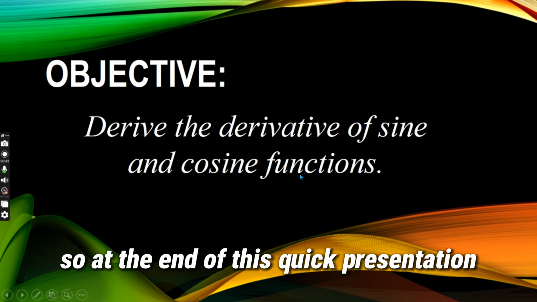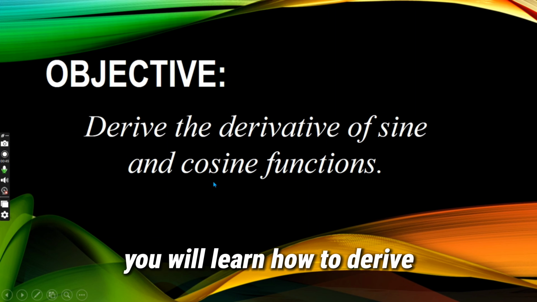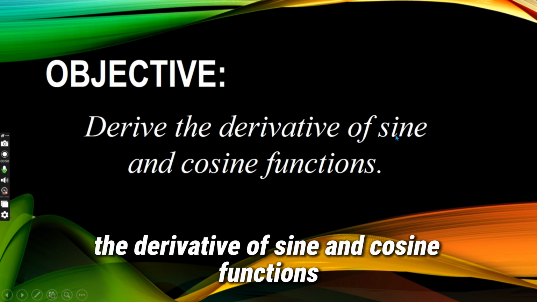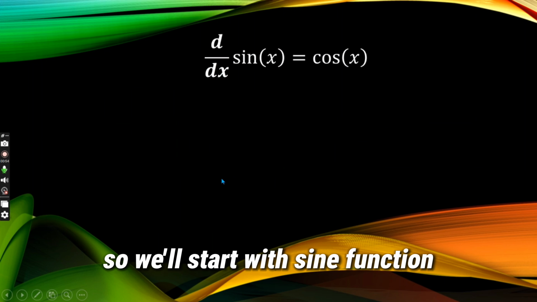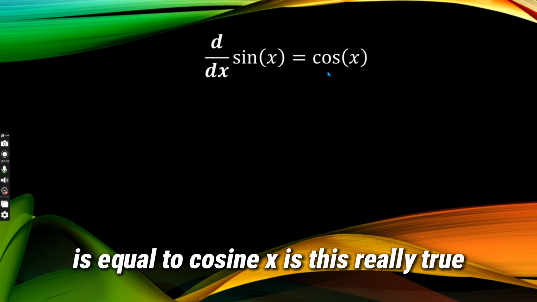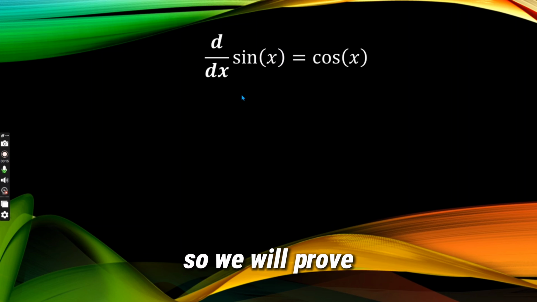At the end of this quick presentation, you will learn how to derive, how to prove the derivative of sine and cosine functions. So we'll start with the sine function. The derivative of sine x with respect to x is equal to cosine x. Is this really true? So we will prove it.